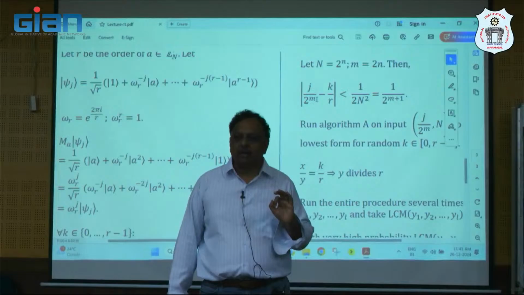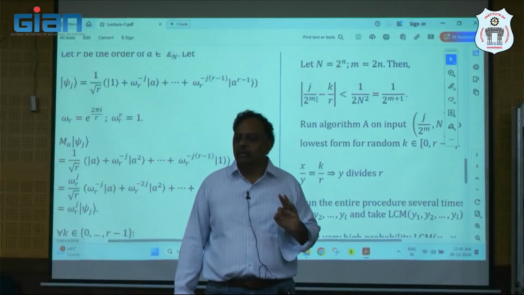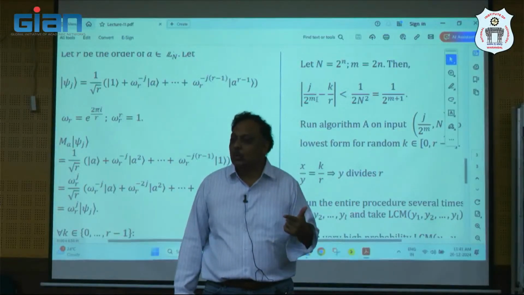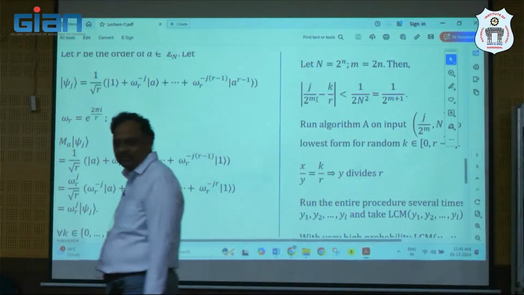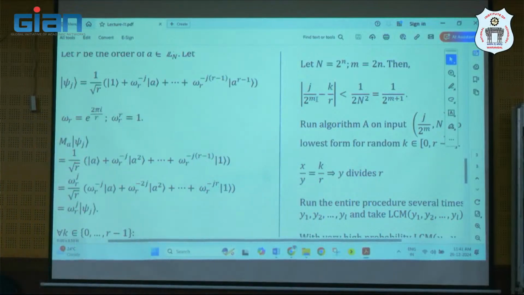So basically what has happened is we have identified that ket psi j is an eigenvector of MA with eigenvalue omega r to the j, correct. So we have successfully identified the eigenvectors of MA with corresponding eigenvalues. For each j, different j's will give us different eigenvectors, agreed.